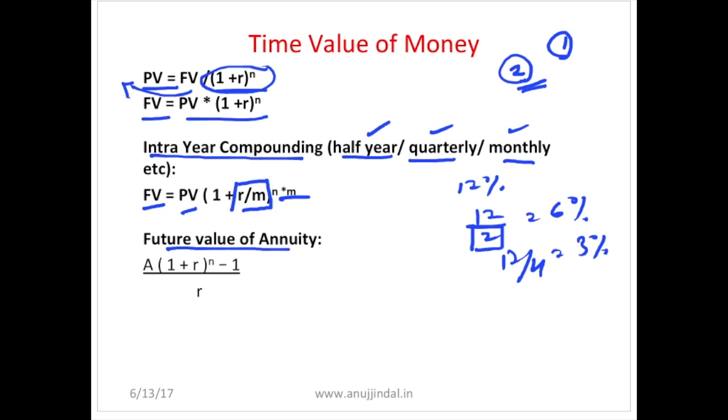Future value of annuity: we found out the present value of annuity factor using that formula. There is another formula which gives us the future value of annuity. The formula is A into 1 plus R raised to power n minus 1, upon R. R is the rate of return, n is the number of years, and A is the annuity that you are going to receive. So this is how you find out the future value of annuity.